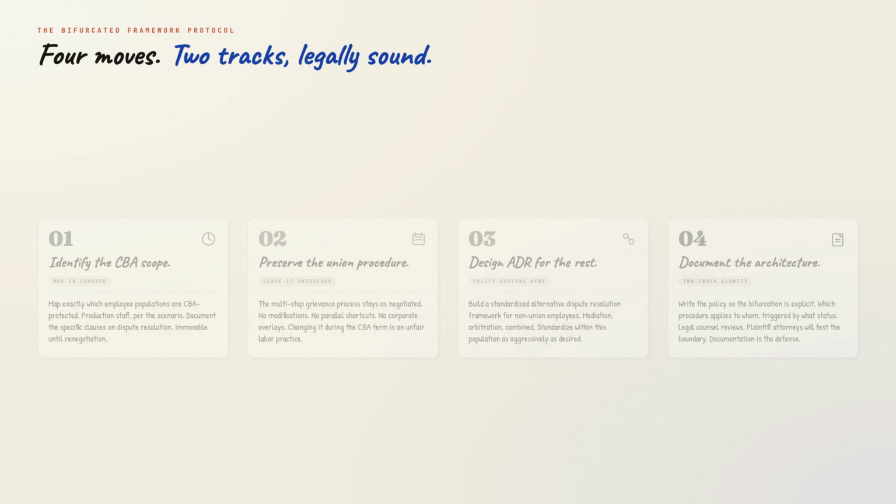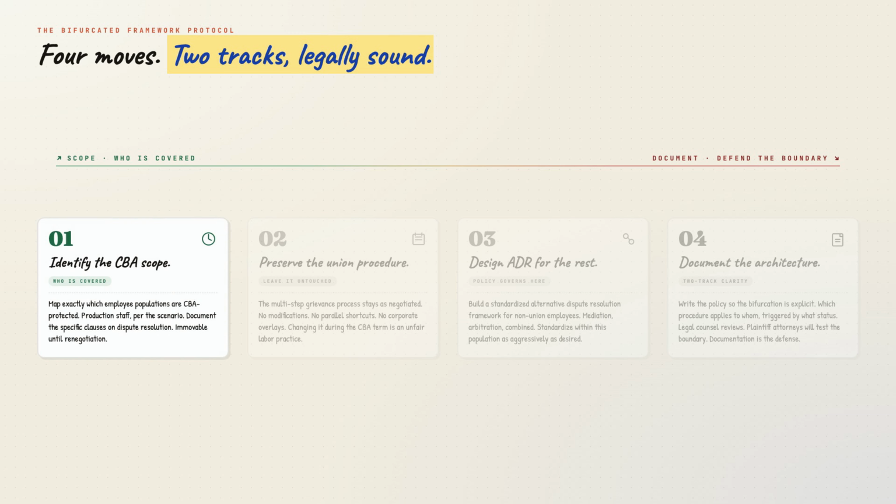4 moves to build the bifurcated framework correctly. Move 1. Identify the CBA scope. Map exactly which employee populations are CBA protected. Production staff, per the scenario. Document the specific CBA clauses on dispute resolution. These are immovable until renegotiation.